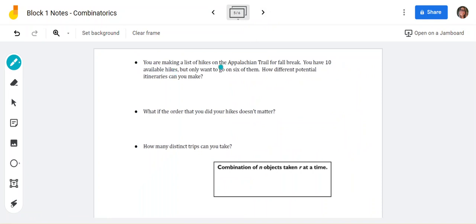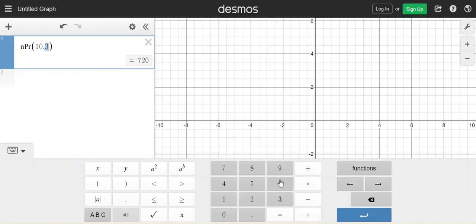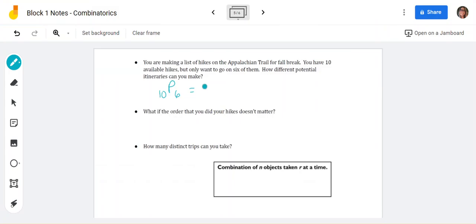So you're making a list of hikes on the Appalachian Trail for fall break. You have 10 available hikes, but you only want to go on 6 of them. How many potential different itineraries can you make? So itineraries includes the order you're doing things. So from our 10 trails, we're picking 6 of them in a certain order to go. So 10P6. There's 151,200 options.